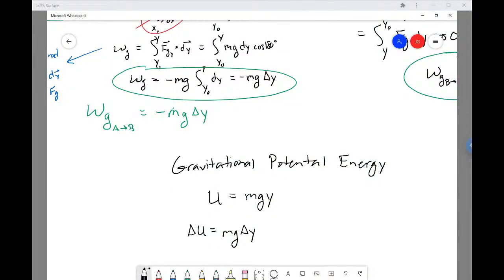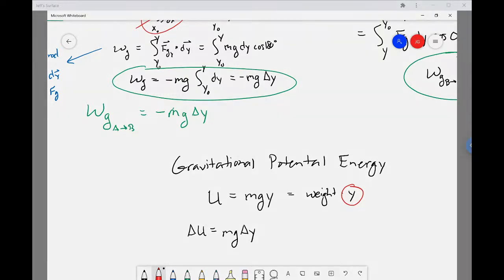This number right here, mgy, which is weight times vertical position, you can calculate it for any vertical position. But when I say it doesn't really mean much in absolute terms, the reason is that whatever your value is for this quantity, your vertical position depends on where you define 0 to be.